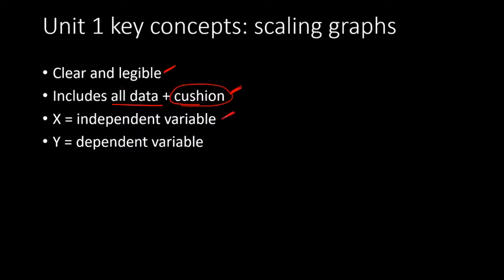Generally, x will be your x-axis, which will have all your independent data, your independent variable. Y will be your dependent variable.